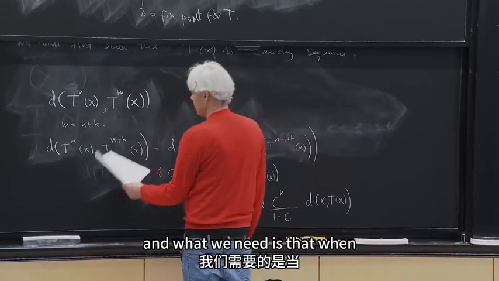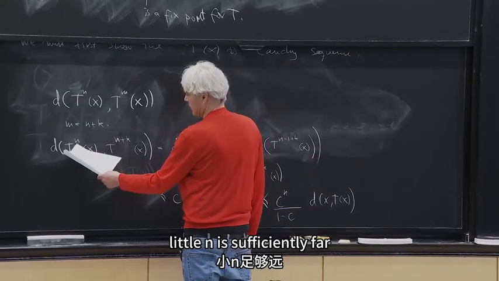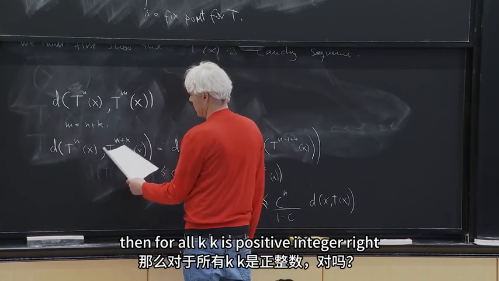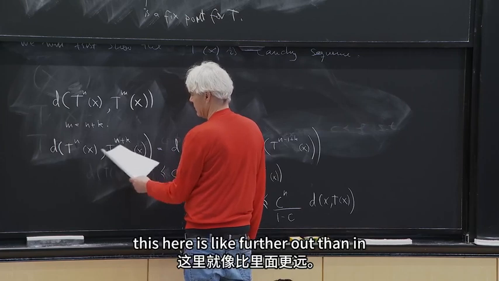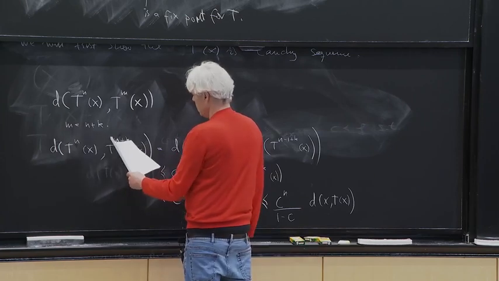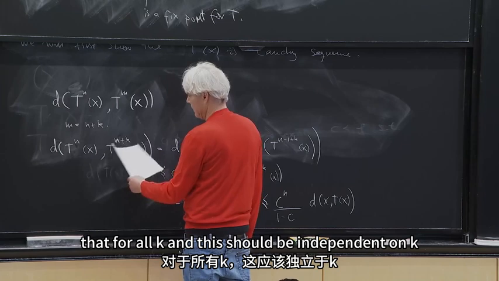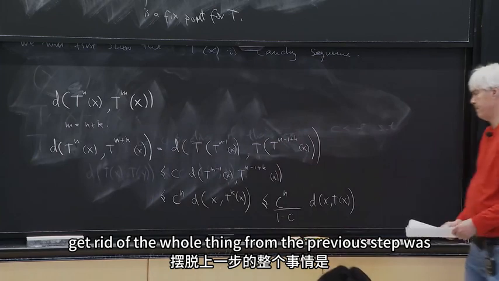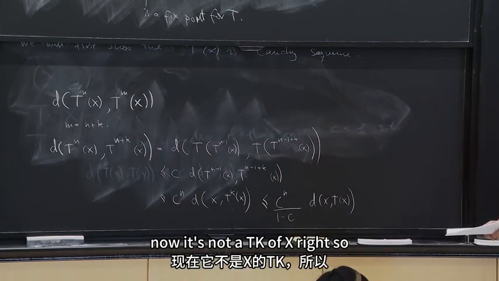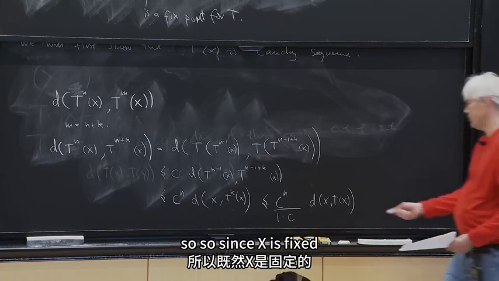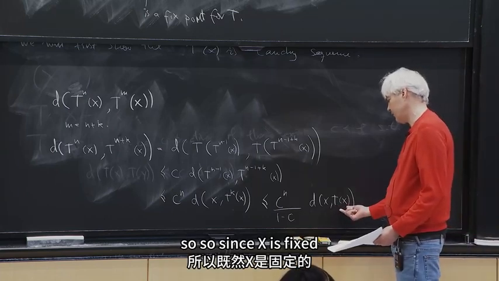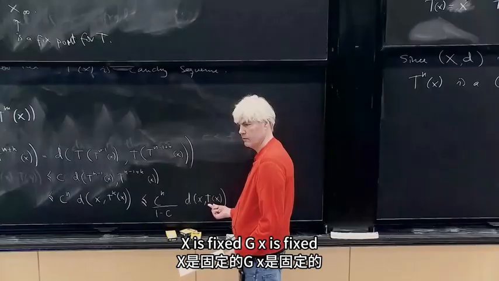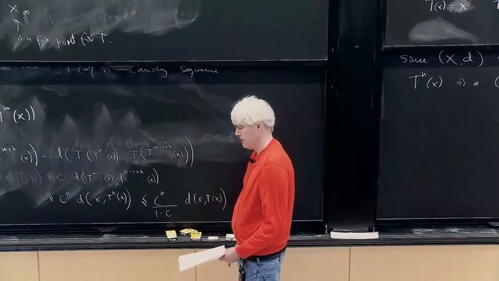And so x is fixed, and we have this inequality here. What we need is that when little n is sufficiently large, then for all k positive integers, this here is further out than n, and this should be independent of k, this thing is small. Yeah, since x is fixed, Tx is fixed, so this is just a constant.